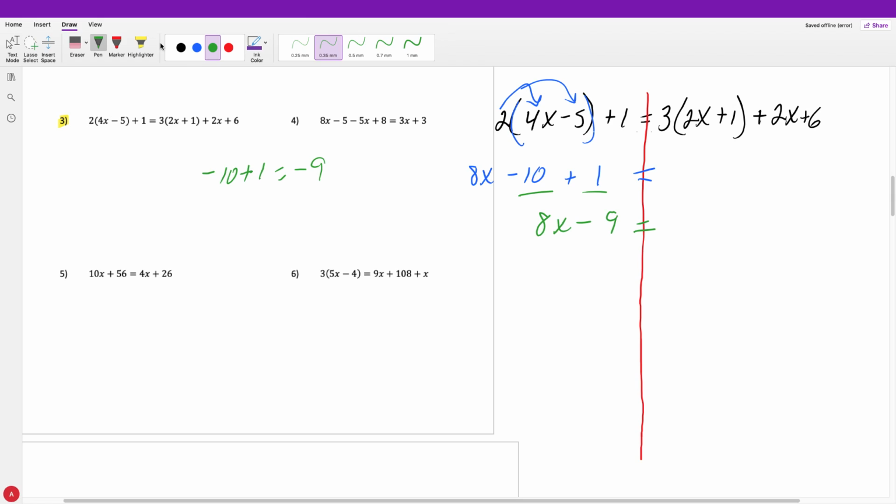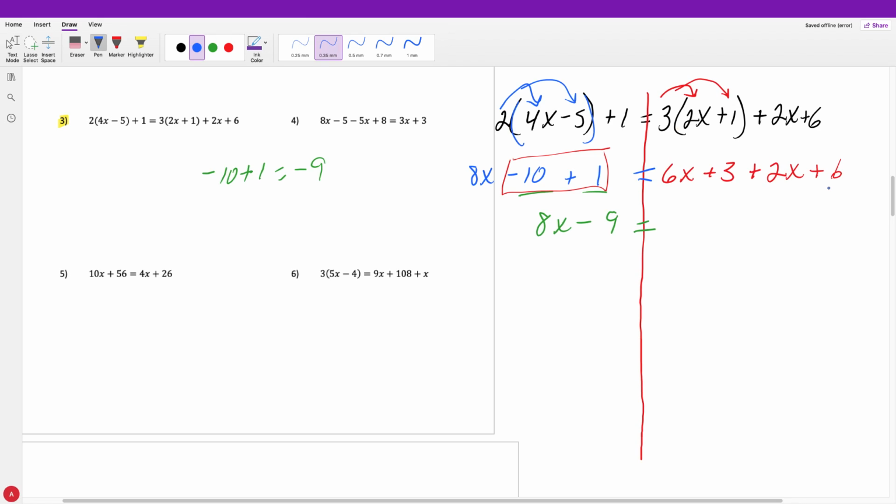So now I've simplified everything on the left-hand side of this equation. And remember, since I didn't move anything to the other side of the equation, I didn't need to use inverse operations. I could just combine my like terms, right? And now on this right-hand side, I'm going to distribute the 3 into the 2x plus 1. So 3 times 2x is 6x. 3 times 1 is 3, so plus 3, plus 2x plus 6.